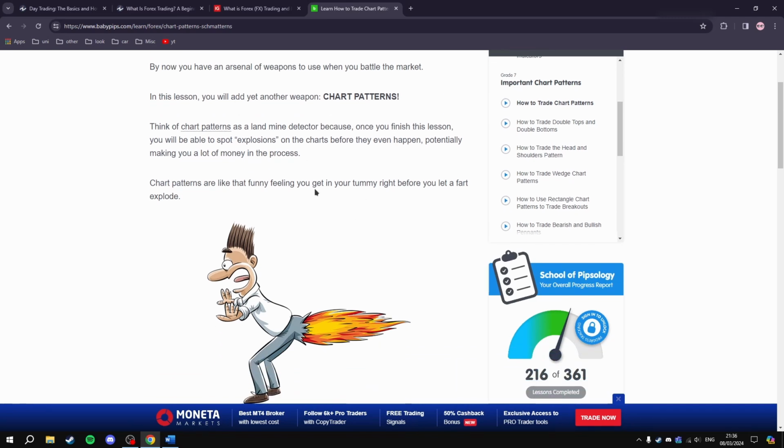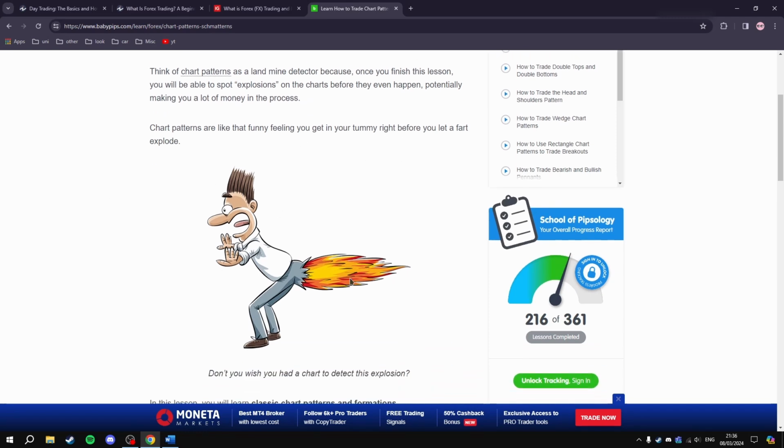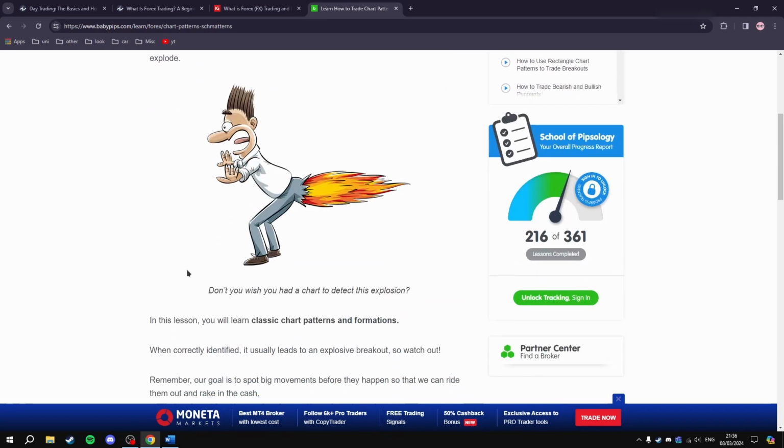Chart patterns are like that funny feeling you get in your tummy right before you let a fart explode. Nice. Don't you wish you had a chart to detect this explosion?